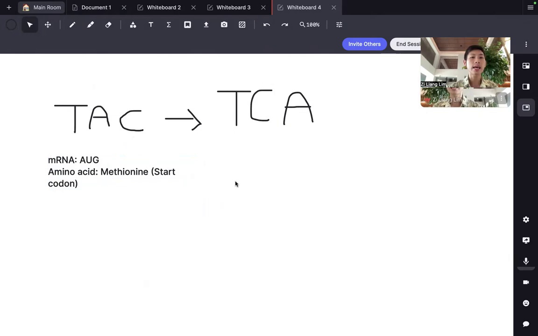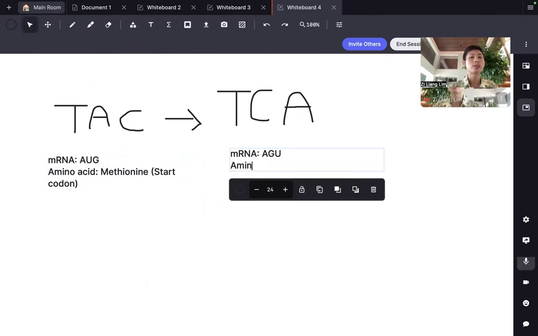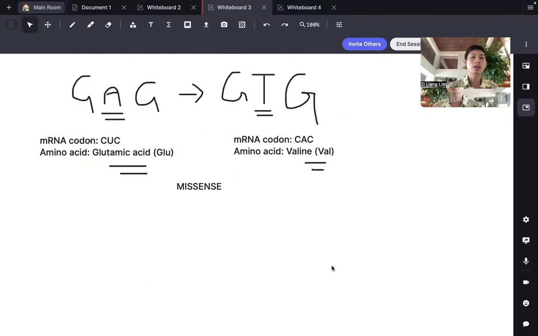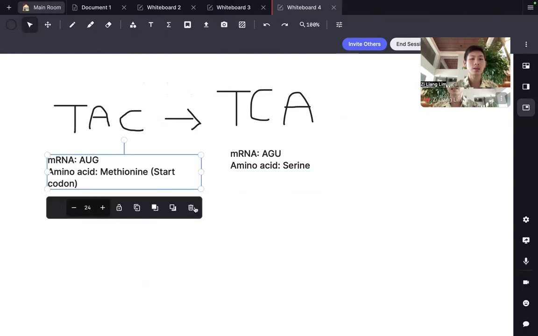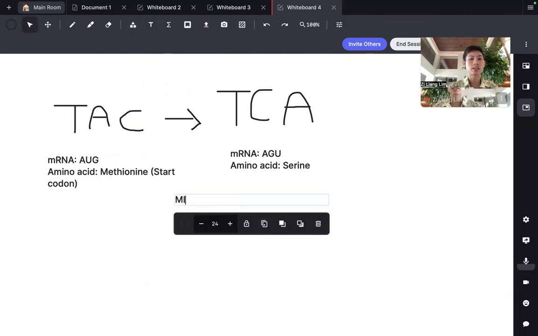Now, with the TCA, you have the A, so then your mRNA would be AGU, and your amino acid would be serine. Okay, let us do something else now. This is definitely what we did just now, very similar to what we did in whiteboard 3. You are changing, this is also a missense mutation. This is obviously missense.